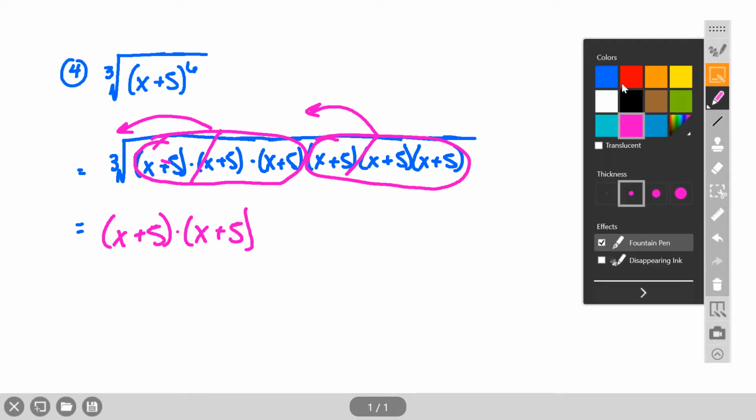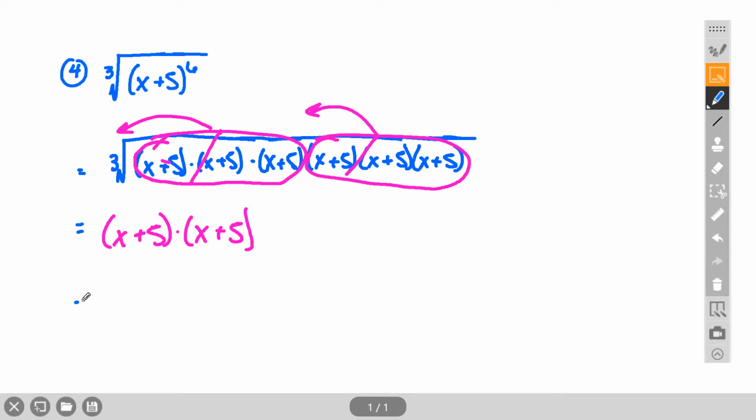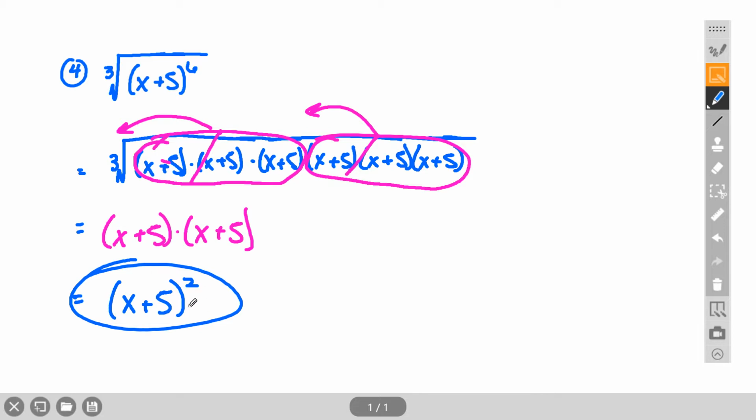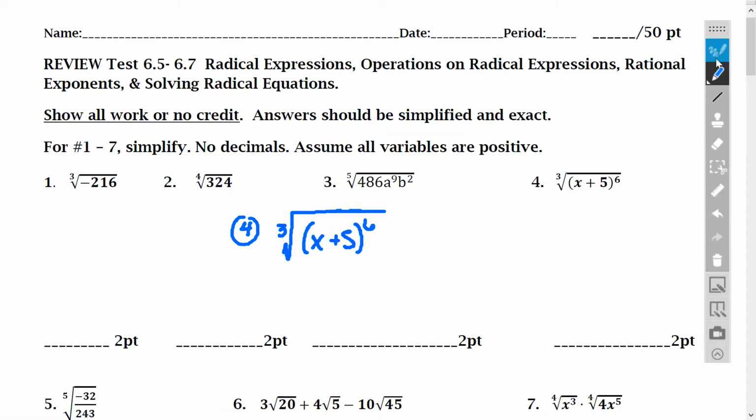Then I can put this back together and I can say that this simplifies to x plus 5 squared, because 2 of these multiplied together would just be x plus 5 squared. So that would be the simplified version of number 4.